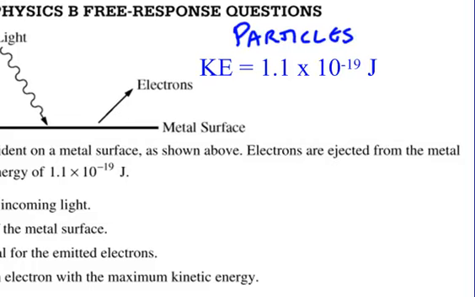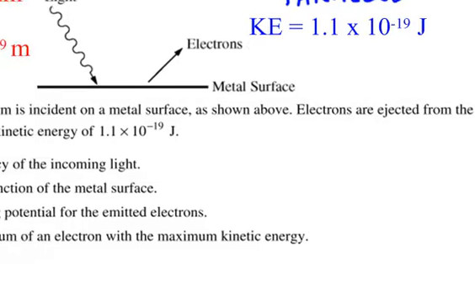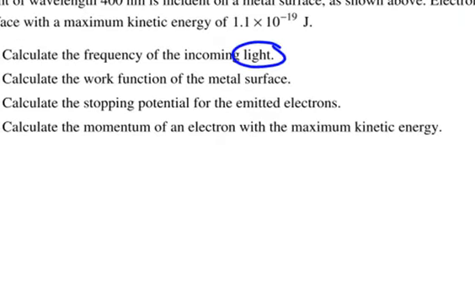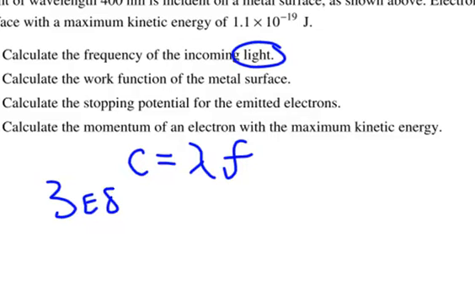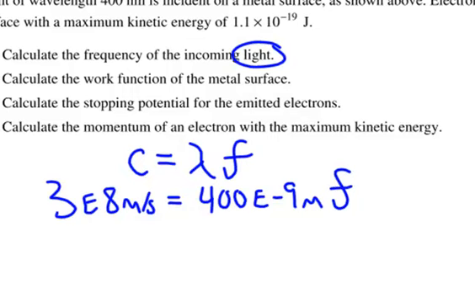Let's go to A. A says calculate the frequency of the incoming light. You see I circled that word light right there. And why did I circle that word light? It means I'm going to my equations for light or photons. We have c, which is the speed of light, that's 3 times 10 to the 8th meters per second, and that is equal to the wavelength. My wavelength is 400 nanometers. Nano is times 10 to the -9th meters, times frequency.